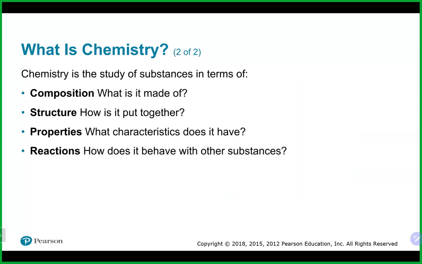When we talk about chemistry, a lot of times we talk about composition, what things are made of. We talk about structure, how things are put together. We have a whole chapter on bonding and how things come together. Properties, characteristics, how they change. There are physical properties, chemical properties, and reactions as well. Again, how things react, why things maybe don't react, and why certain things are involved in reactions.